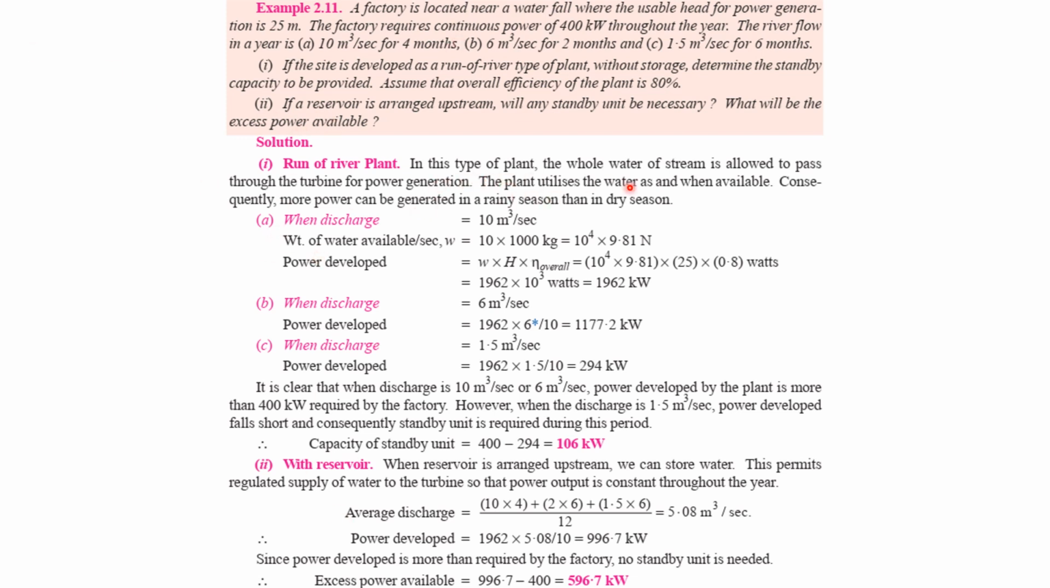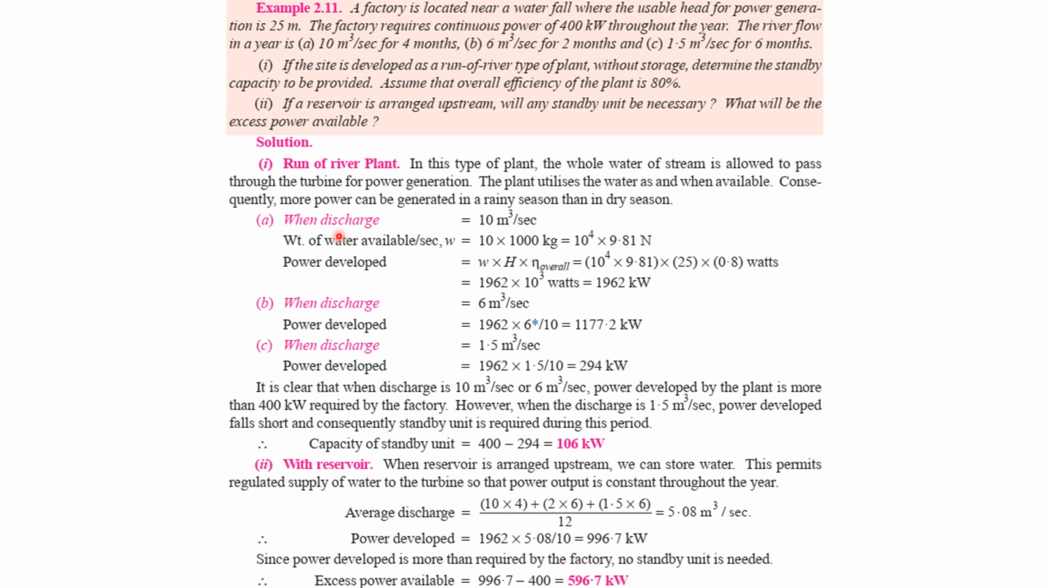So in this type of plant, the whole of the water stream is allowed to pass through the turbine for power generation. This is the run-of-river plant. The plant utilizes the water as and when available. So how much water is available will determine the electric power produced. Consequently, more power can be generated in a rainy season than in a dry season. Obviously, you do not have storage, so in a dry season you will be able to produce less power, and in a rainy season you will be able to produce more power.